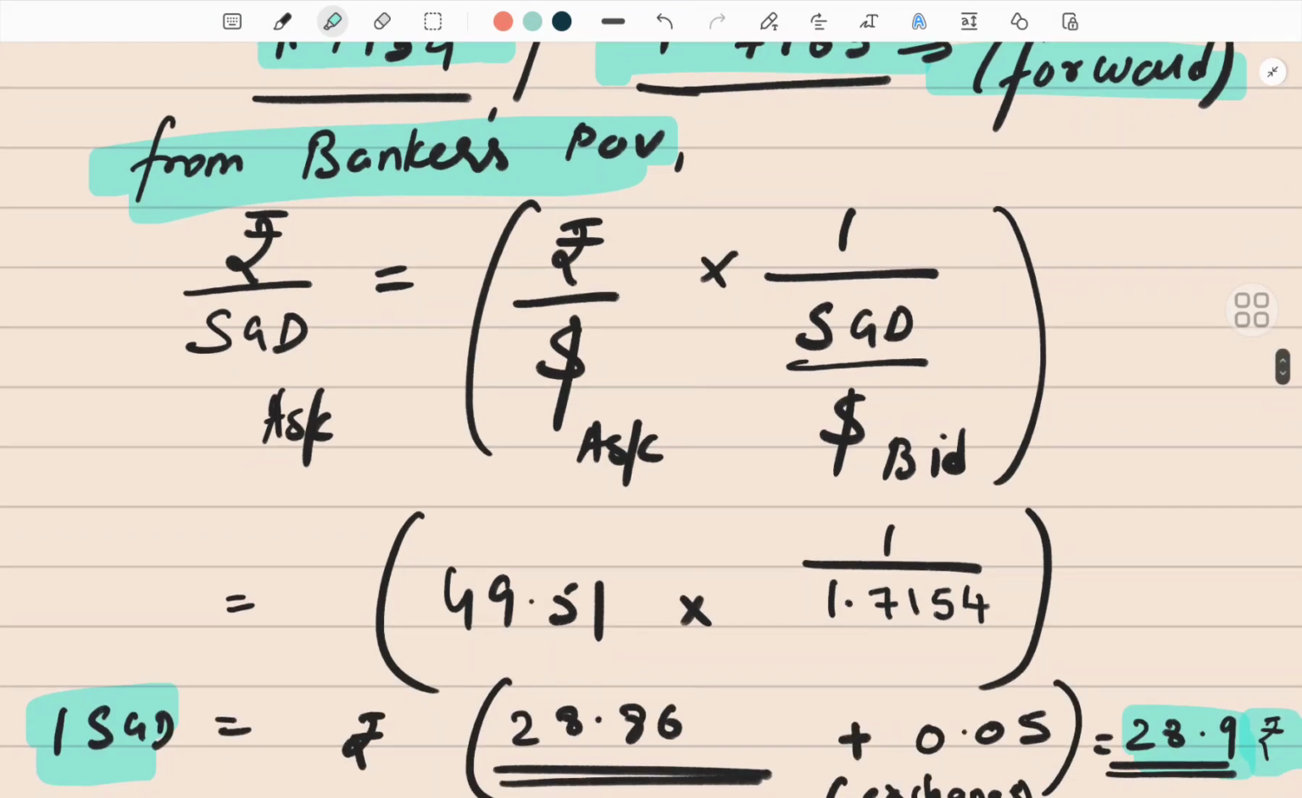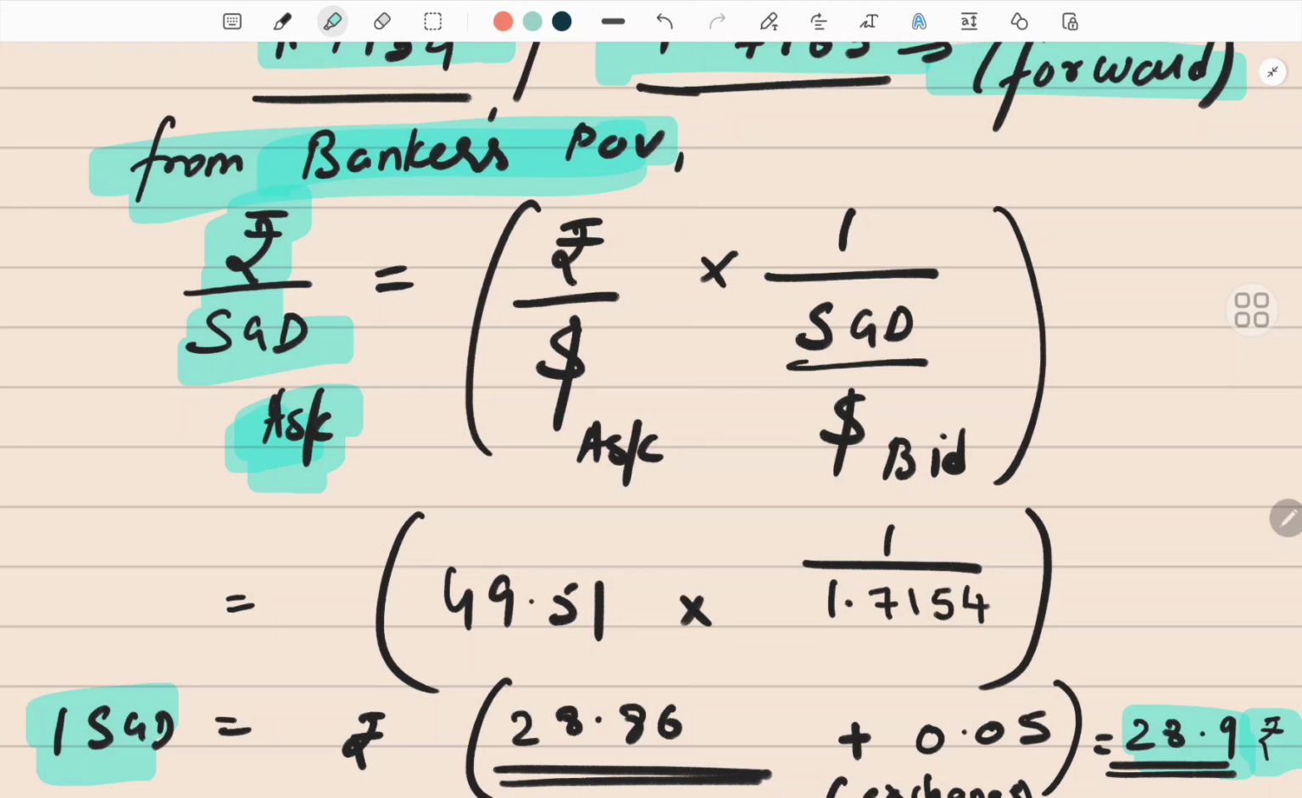As I've also mentioned earlier, I have taken this as a rupee by STD quote, and I've taken the ask. I've just explained why: because the banker wants to sell, I'm taking this from the banker's point of view. Ask is the higher rate. Between ask and bid, the ask is the higher rate.